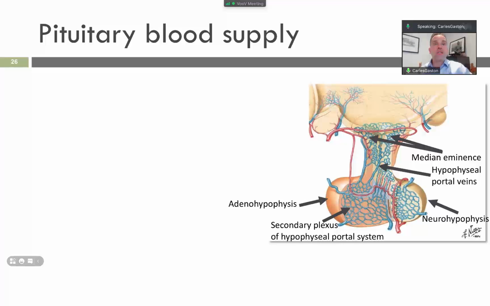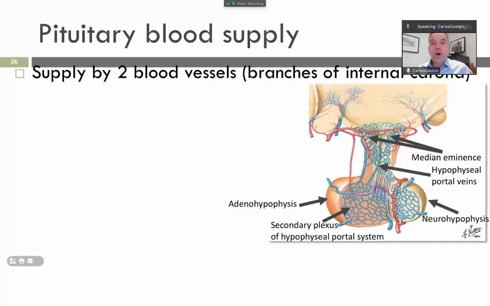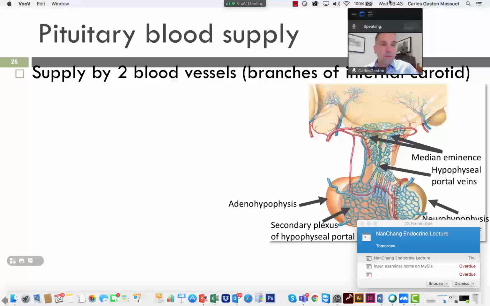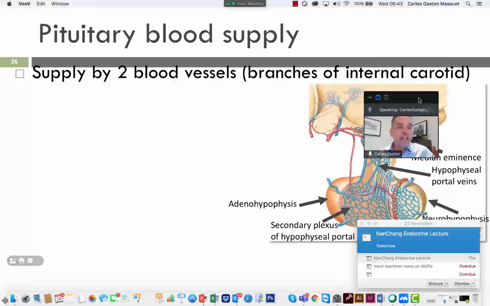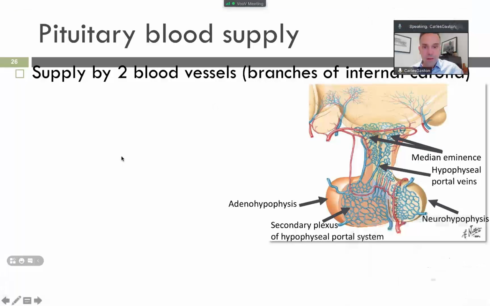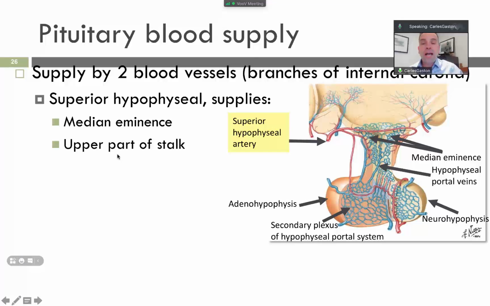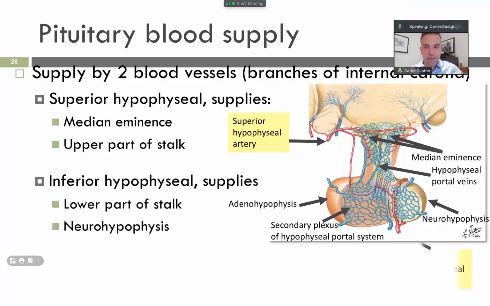As you know, the main function of the pituitary gland is to release hormones into the bloodstream. So the pituitary needs to be highly vascularized. The blood supply of the pituitary comes by two branches of the internal carotid. So it has the superior hypophyseal supply and the inferior hypophyseal supply.